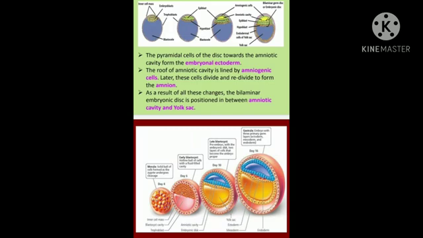Amnion is an extra embryonic membrane that surrounds and protects the embryo. What do you mean by amnion? It is the extra embryonic membrane that surrounds and protects the embryo. Basically, its function is protection of the embryo. As a result of all these changes, the bilaminar embryonic disc is positioned in between the amniotic cavity and yolk sac.